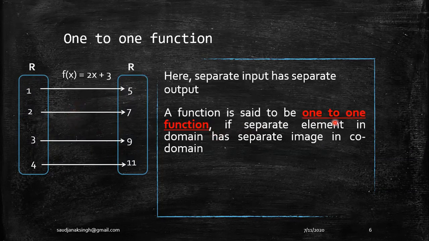This is the definition. One to one function: if separate elements in the domain have separate images in the codomain, that is called the one to one function.